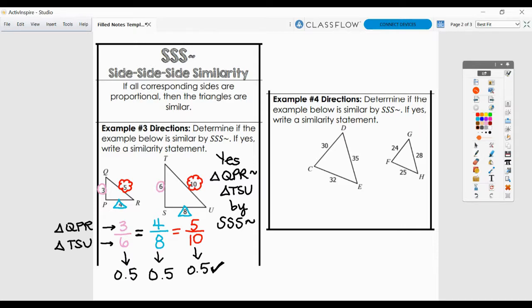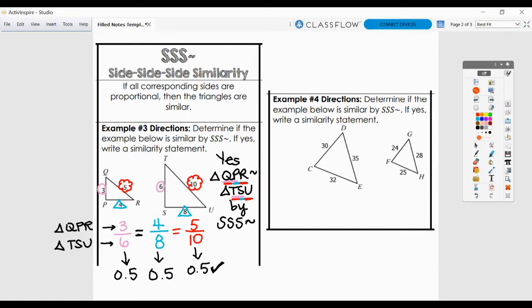Awesome. So again, with those letters, how I did that, QP was my pink side, and so was TS. Then PR was the blue side, matching up with SU. And then first and last letter, QR, matched up with TU. So I know I matched up the correct pattern by the correct siding there.